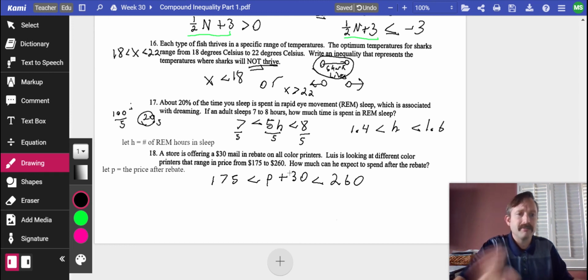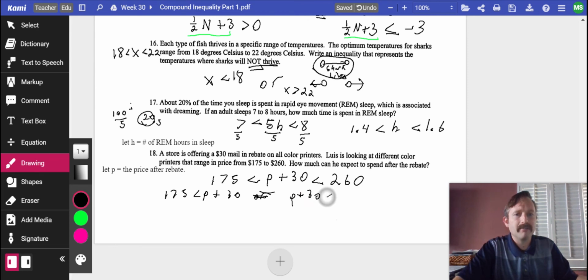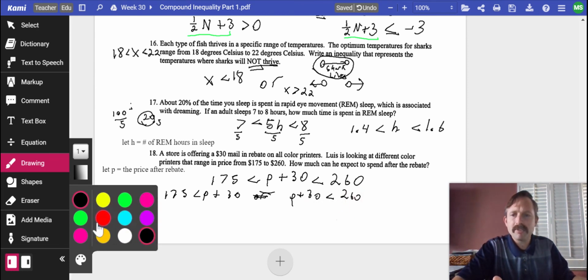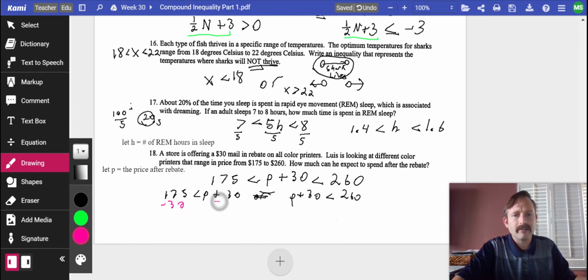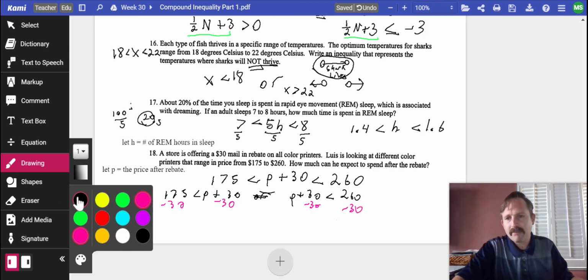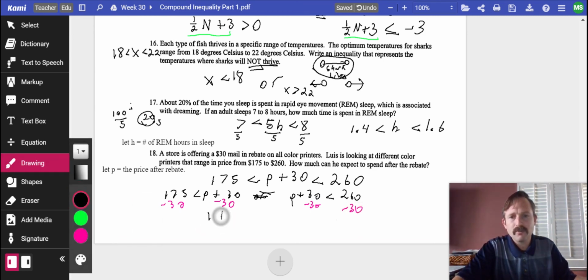Now, once again, I could keep it like that, or I could separate it. I would highly recommend separating it. This gets rid of a few issues that we might have. So now when we subtract by 30 on both sides, we're going to get a more accurate representation. We can bring it back. So when we subtract by 30 on both sides, we get 145. P is going to be between 145 and 230.